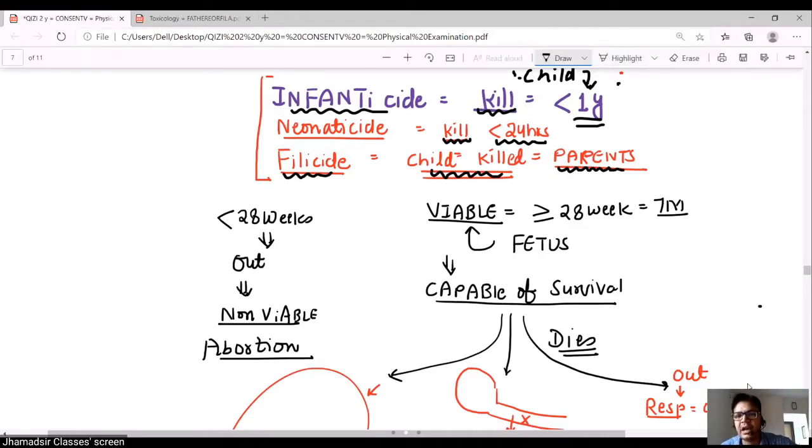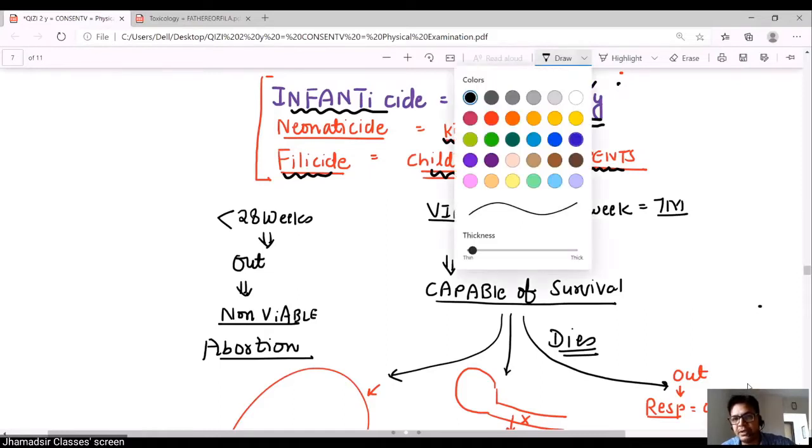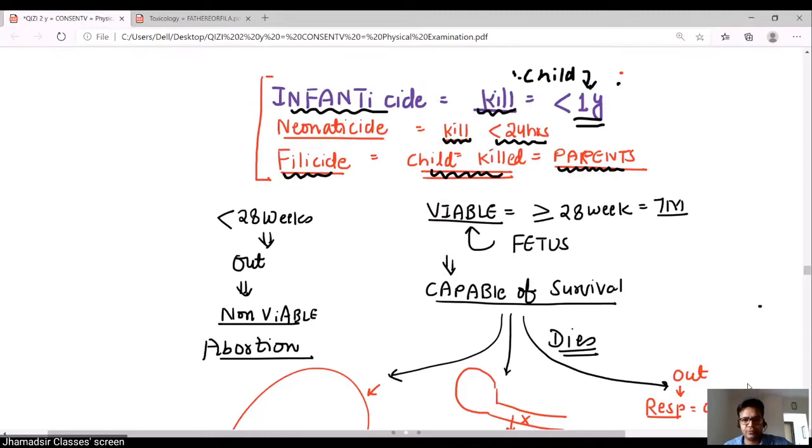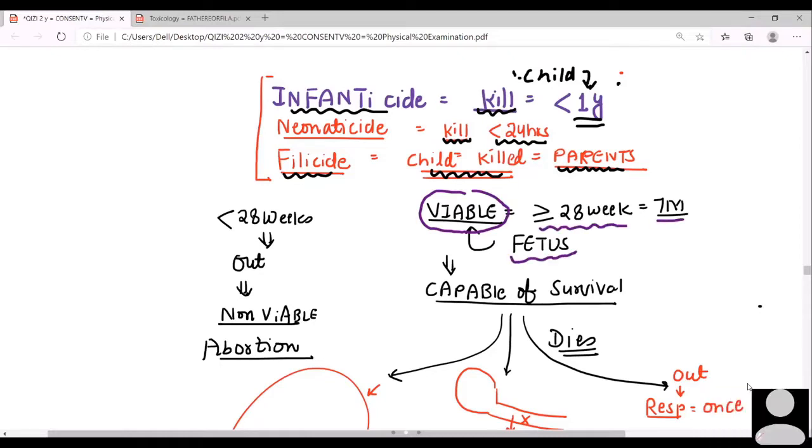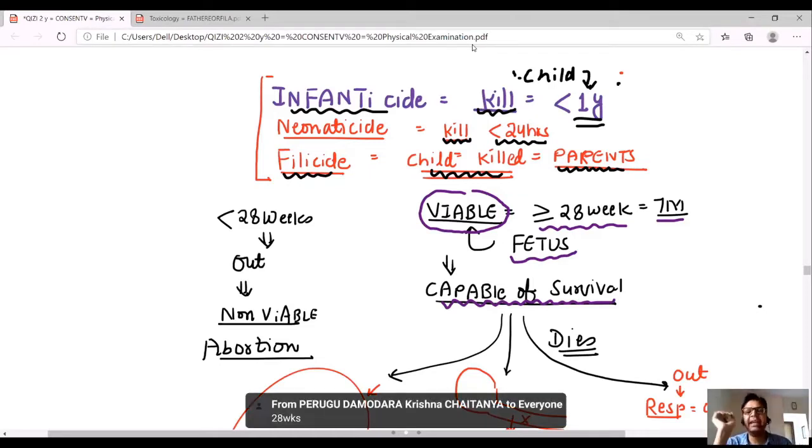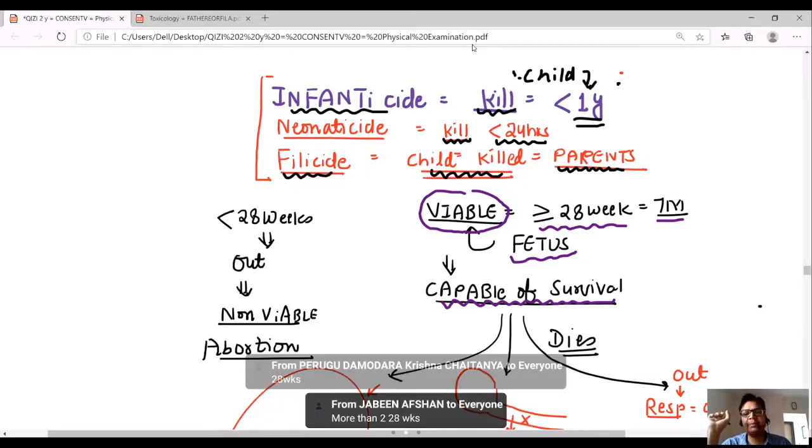Filicide. Now, sir, I am coming to a very, very important word. What is the age of viability for the fetus? After 28 weeks, meaning 7 months, the fetus becomes viable. What is the meaning of viable? It means after 28 weeks, the fetus is capable of survival outside. Say with me: what is the age of viability, my dear friend, for the fetus? 28 weeks. When a child is killed by parents, which word is used?